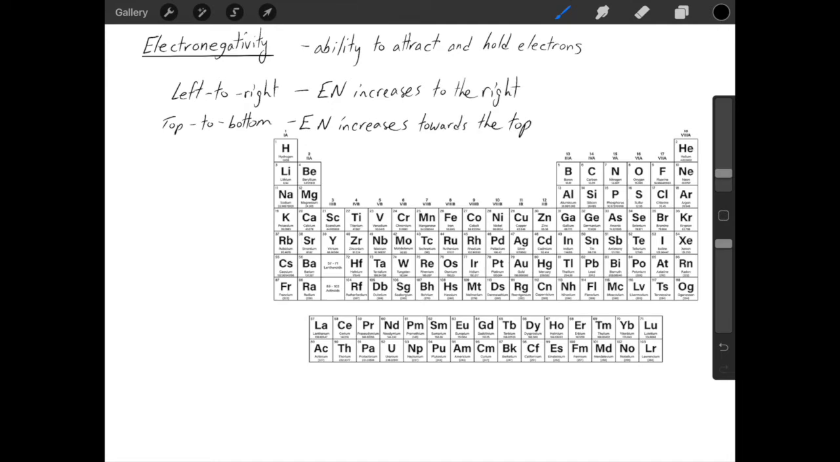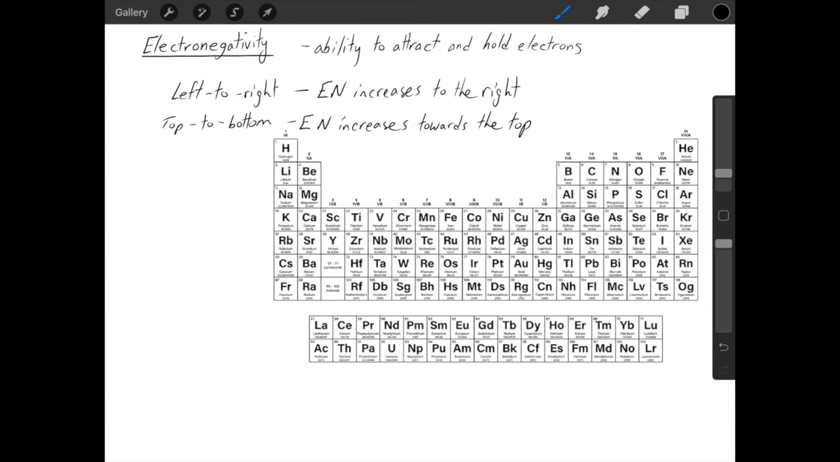And this general trend means that the right-hand side of the periodic table is going to, in general, have a larger electronegativity. So the nonmetals are more electronegative than the metals. And the top of the periodic table is going to have a larger electronegativity than the bottom. So things in the first 2 or 3 rows will be more electronegative than those things towards the bottom of the periodic table.